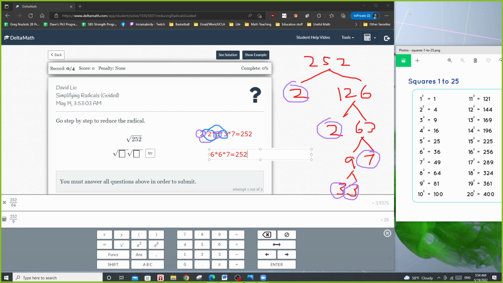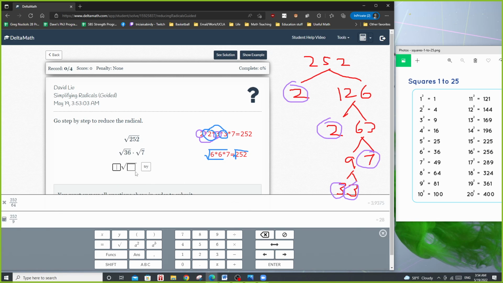which means that if we square rooted this, let's put this under the square root, we can take out this 6 because it repeats twice. That's how we get our 36 and 7, because 6 times 6 is 36. And that's how we finally get 6 and 7, okay?